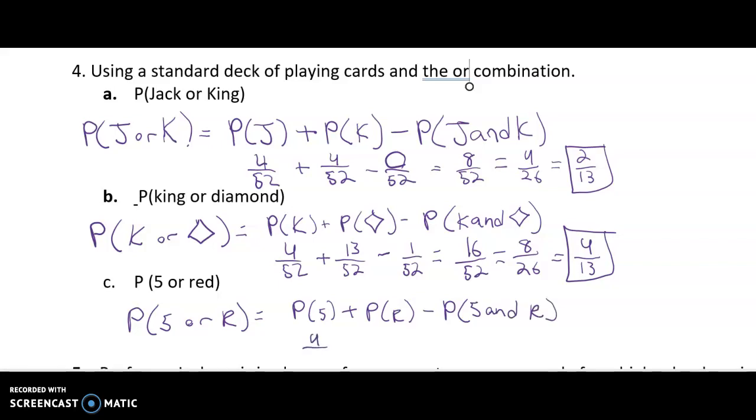Well, there are 4 5s out of 52 cards. There are 26 out of 52, or half the deck is red. And let's see, there's the 5 of hearts and the 5 of diamonds, so there are 2 red cards that are 5s. So we'll have 26 and 4 is 30. 30 minus 2 is 28 out of 52. That's 14 out of 26, or 7 out of 13 for our final answer.